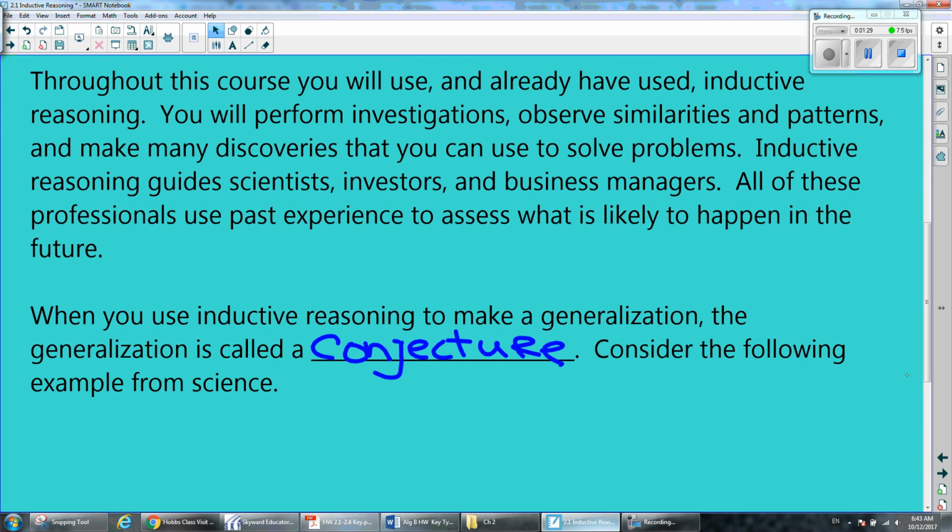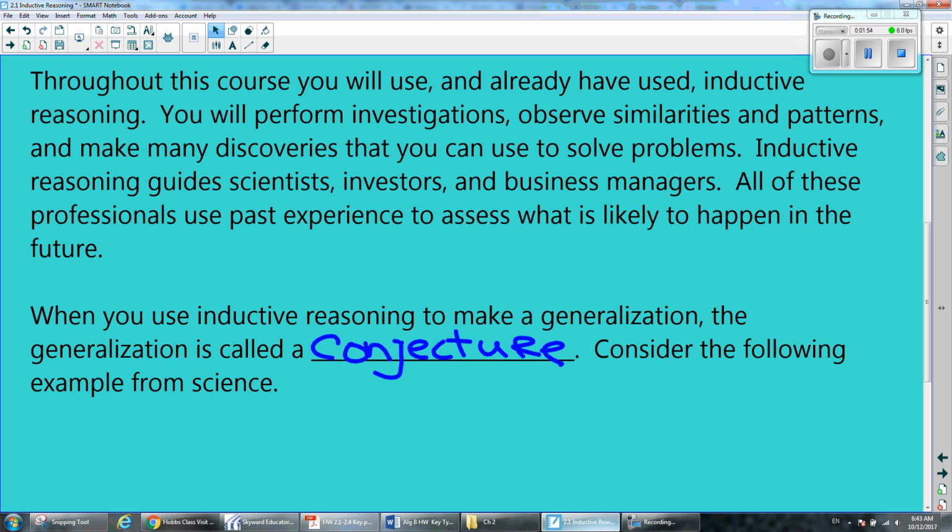Throughout this course, you will use, and already have used, inductive reasoning. You will perform investigations, observe similarities and patterns, and make many discoveries that you can use to solve problems. Inductive reasoning guides scientists, investors, and business managers. All of these professionals use past experience to assess what is likely to happen in the future. When you use inductive reasoning to make a generalization, that generalization is called a conjecture.